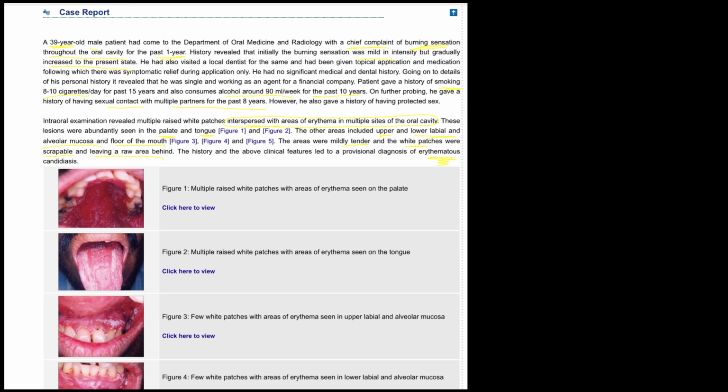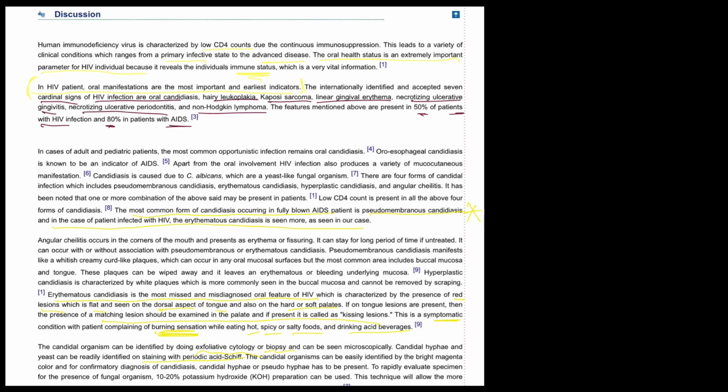Now, the provisional diagnosis was erythematous candidiosis, and provisional means it needs further investigations. Now, what is meant by HIV? It is the human immunodeficiency virus, so it is a viral infection. This virus invades T cells and ruptures these cells, so we encounter a low T cell count in these patients.